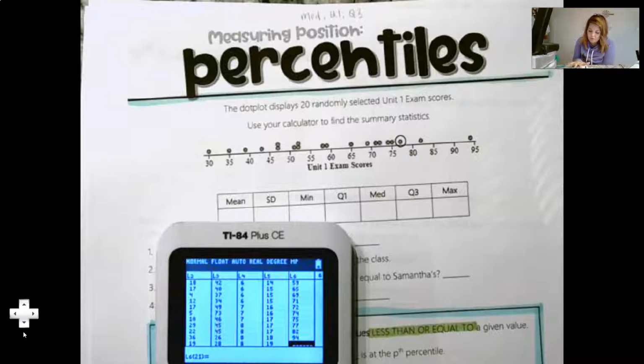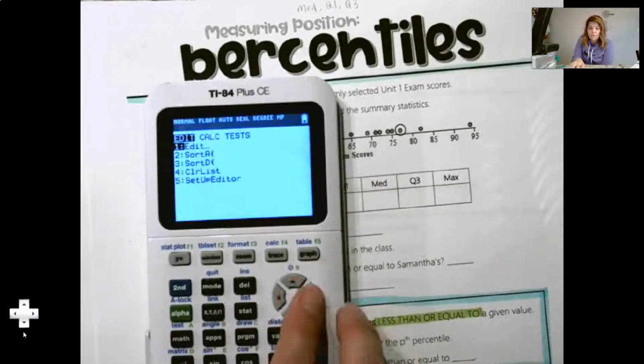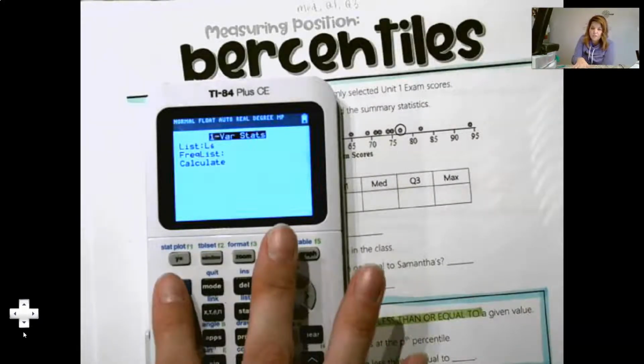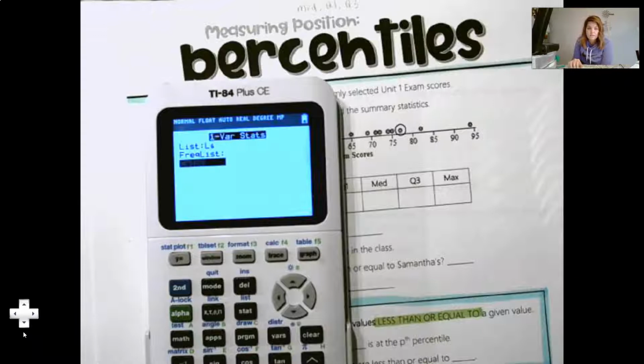Okay, to get our summary statistics, we hit Stat, arrow over to Calc. We choose one variable stats, and then I already have list 6 entered in. If yours was in list 2, you would hit the blue button, the number 2, and then enter. Mine was 6, so I need to go back up and change that to 6. And here are our summary statistics.